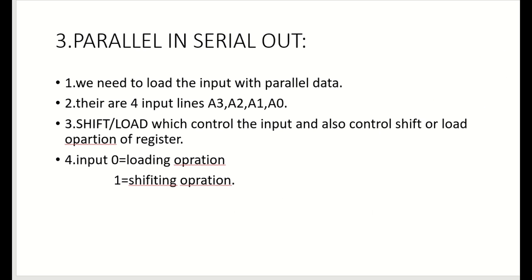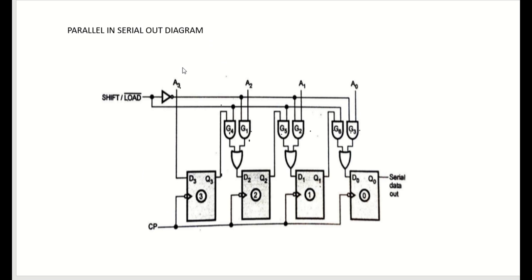Now I am going to explain the third type of register, that is the parallel in serial out register. Here we load 4 bits of input at a time and we take 1 bit of output at each time. There is a shift bar load line, which controls the input and also controls the shifting and loading operations. When shift bar load is 0, the loading operation occurs. When shift bar load is 1, the shifting operation occurs.